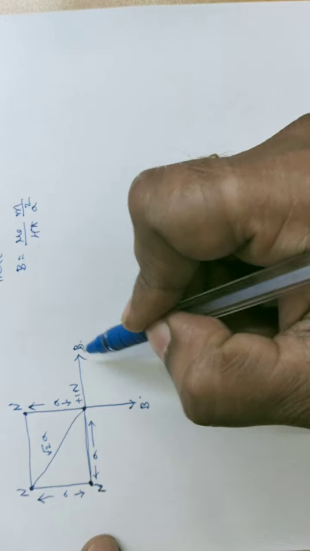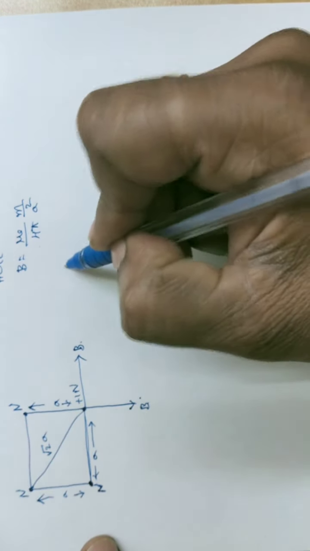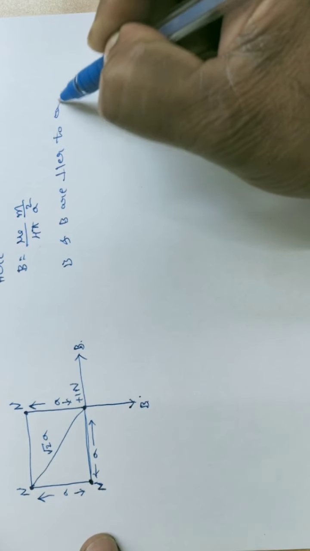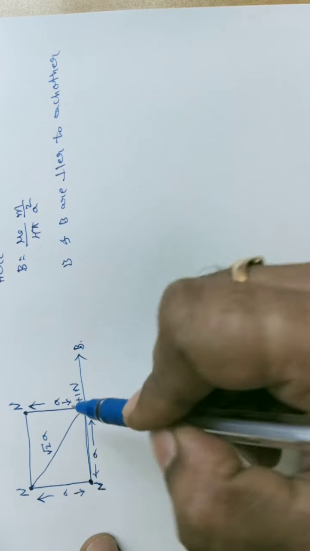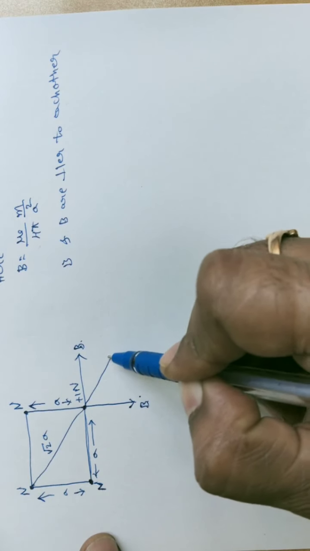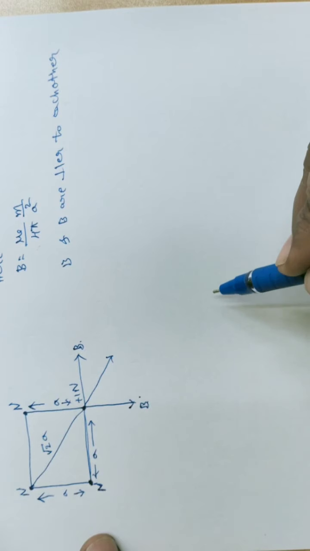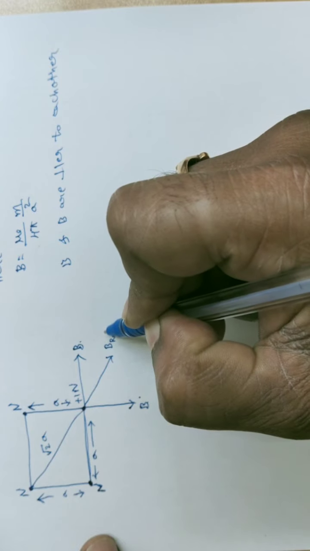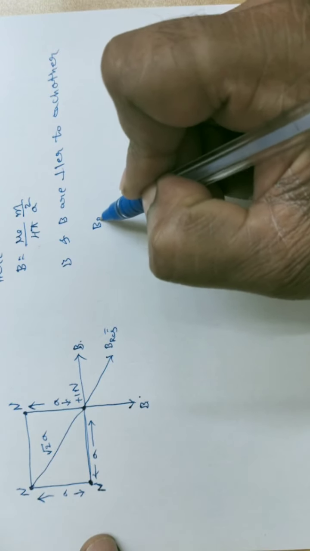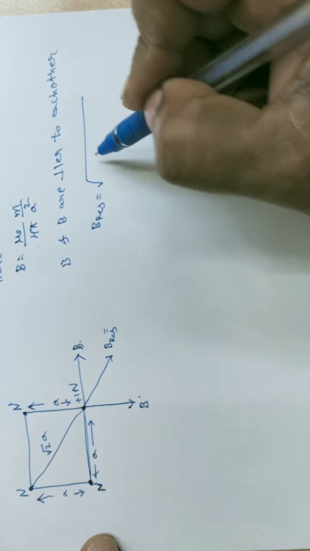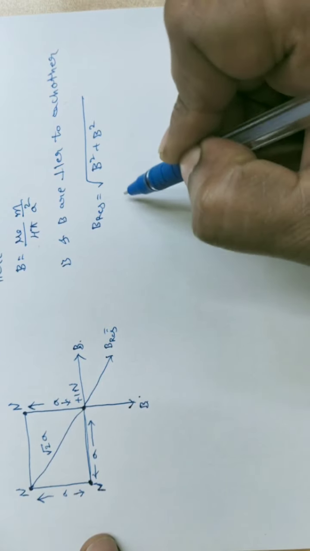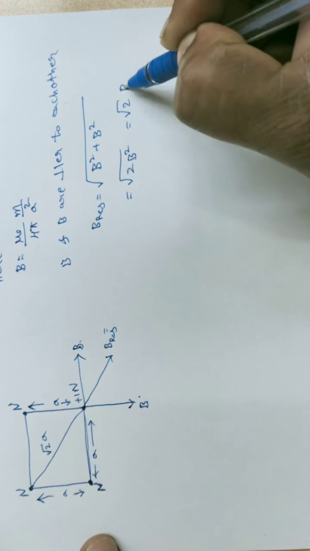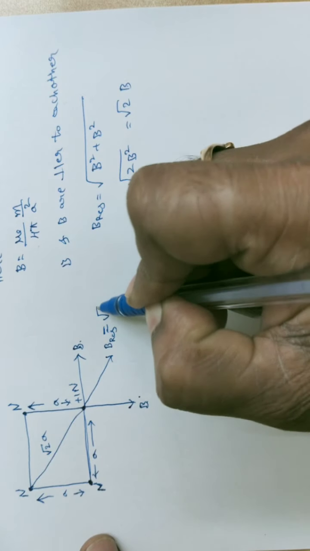So one thing, this B and this B are perpendicular to each other. Is it clear, students? So in this direction, what will happen? Some resultant will be acting. That resultant I am taking as B resultant, which is equal to, when both are perpendicular, root over B square plus B square. So that is nothing but root 2 B square, that is root 2 B. So B resultant value is equal to root 2 B.